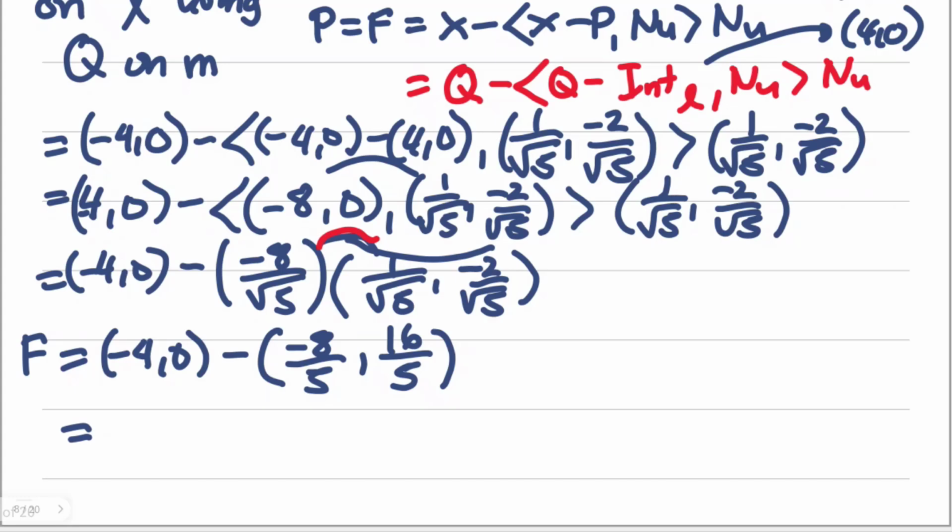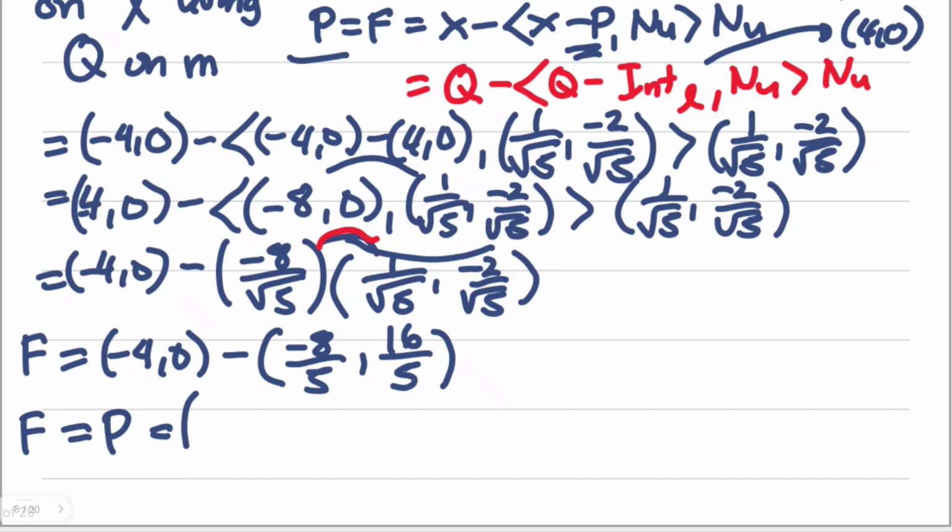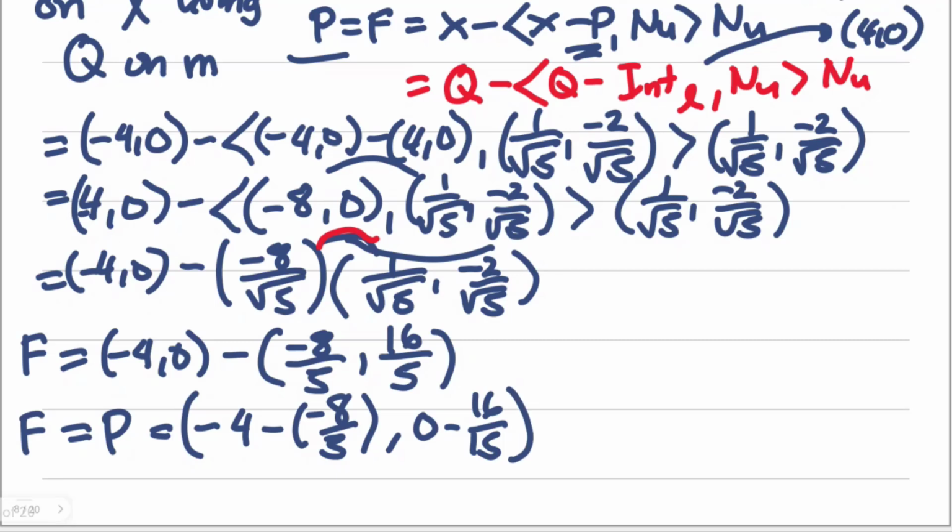In short, your foot, which is actually our P, needed for this formula, not this one, not this one here, but this one here, right? So you will have to use negative 4 minus negative 8 fifths, okay? And then the other component is 0 minus 16 fifths, which will give us the result. You can use your calculators there.